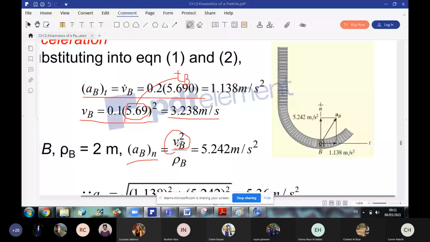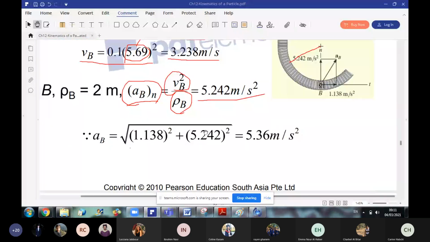Now what is the radius of curvature? It's the radius of the arc of circle here. And it's given. They told me in the given data that this is equal to 2 meters. So I replace rho by 2. I get the value of normal acceleration. And now, since I already know the values of AT and AN, to calculate the magnitude of my total acceleration, I apply the formula radical of AN squared plus AT squared. Any question on this?